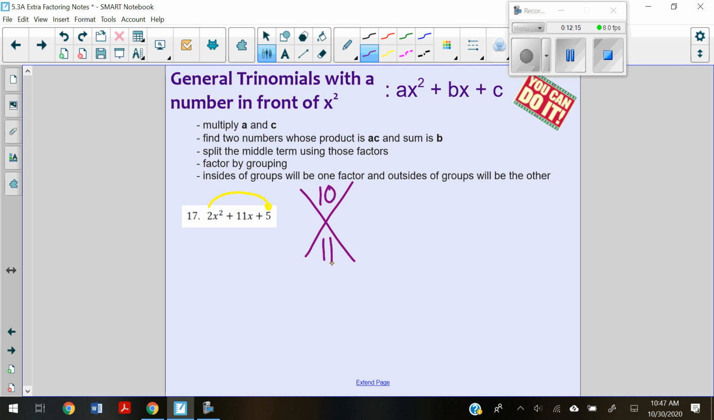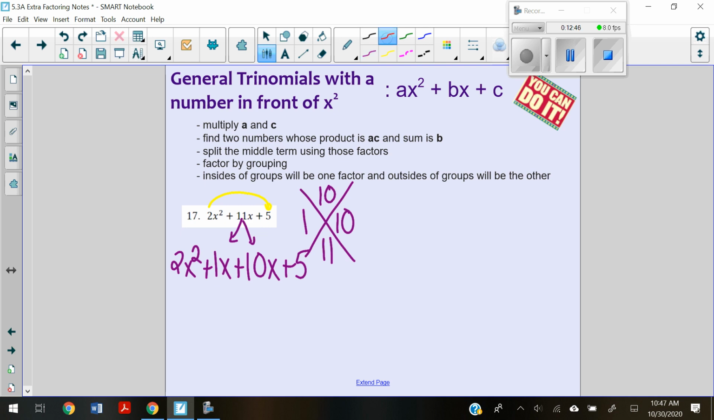So what multiplies to 10? Well, 1 and 10, 2 and 5. And that's where I run out of my terms. So 1 and 10 are the only things that multiply. Now you can't use the shortcut here. You have to try our grouping. So 2x squared plus 1x plus 10x plus 5. So notice all I did was I ended up really splitting my middle term.